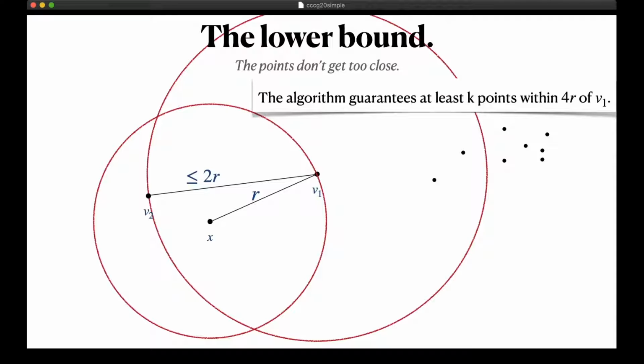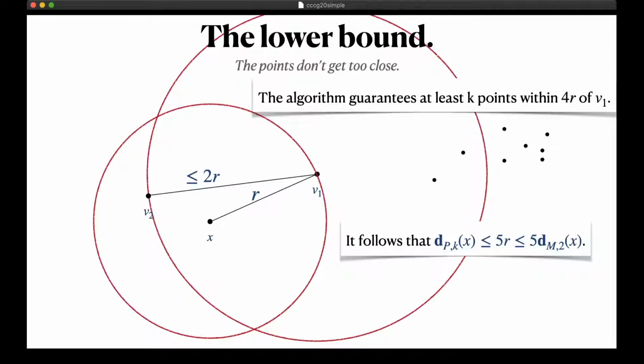So the algorithm, which was triggered by having k points too close to v1, added v1, and now by the triangle inequality, we know that the distance from x to k points was at most 5r, which is at most 5 times the distance to 2 points in M. Now, that's exactly the lower bound. So d_m2 is greater than or equal to 1/5 of d_pk, so alpha equals 1/5.